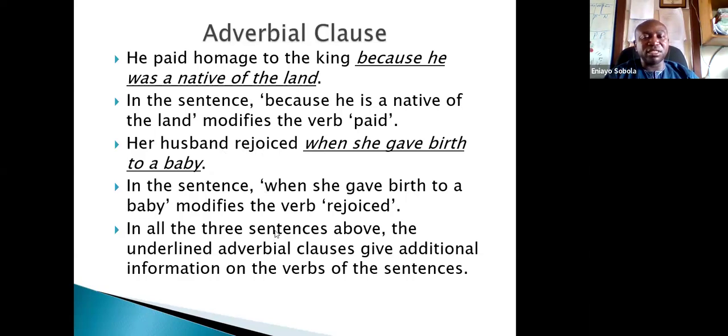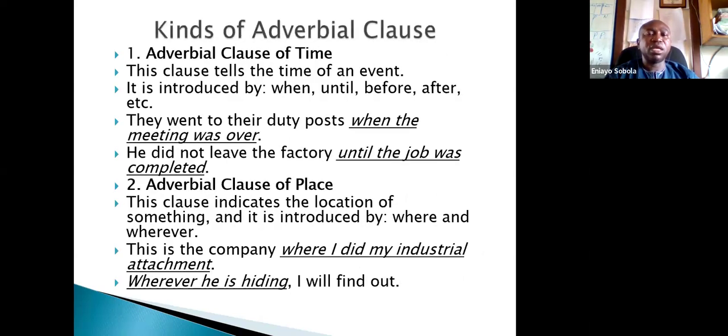So in all the sentences above, you realize that adverbial clauses give additional information on the verbs of the sentence so that we understand the information or the message better. And we have different kinds of adverbial clause. The first one is the adverbial clause of time.